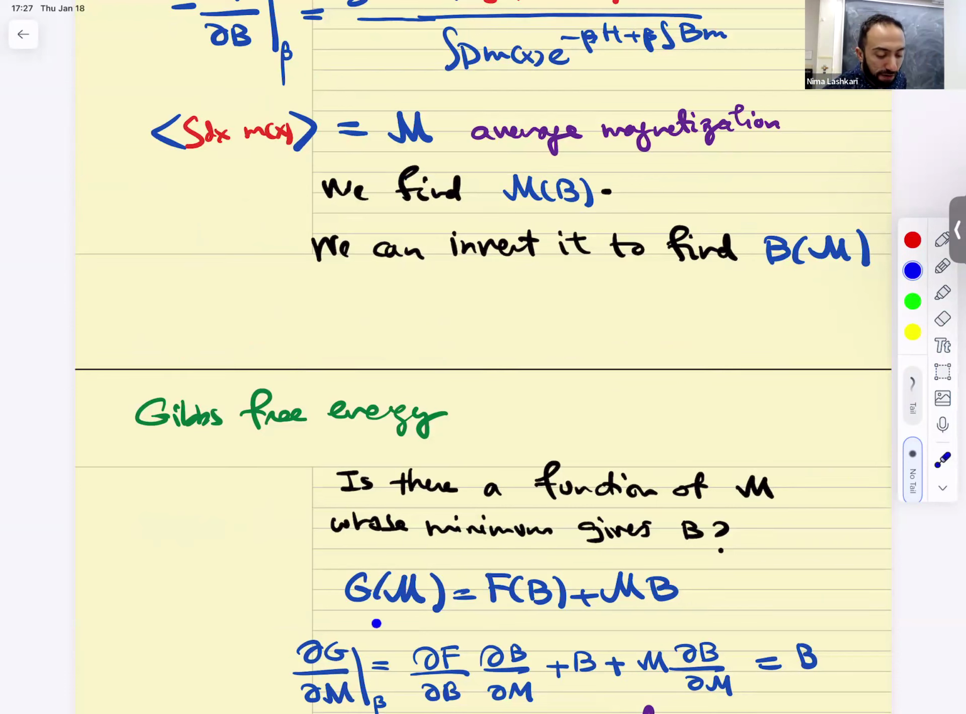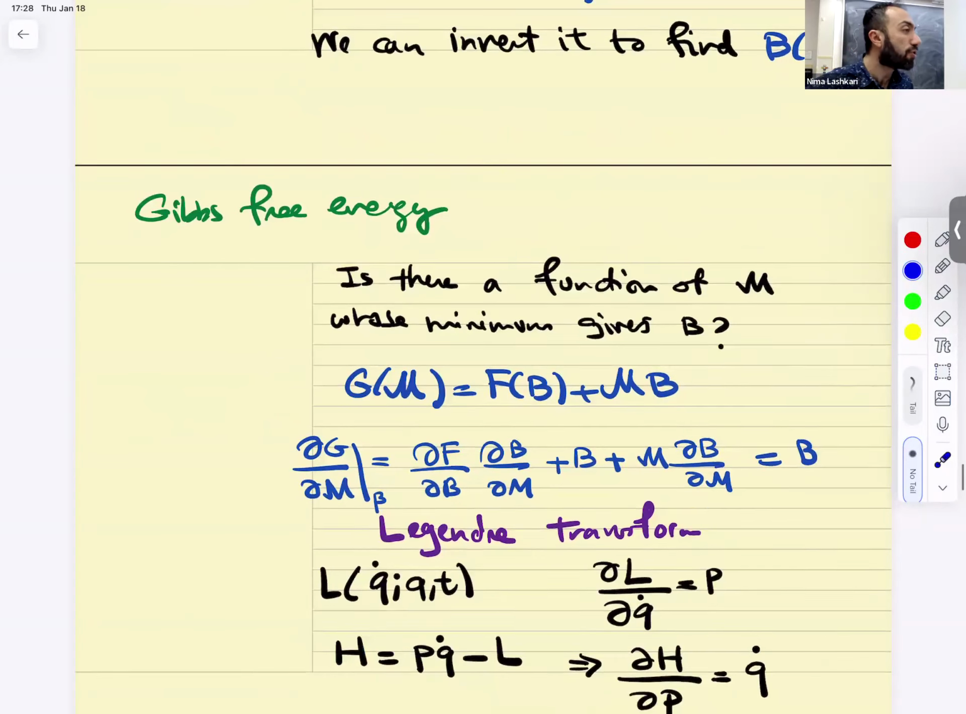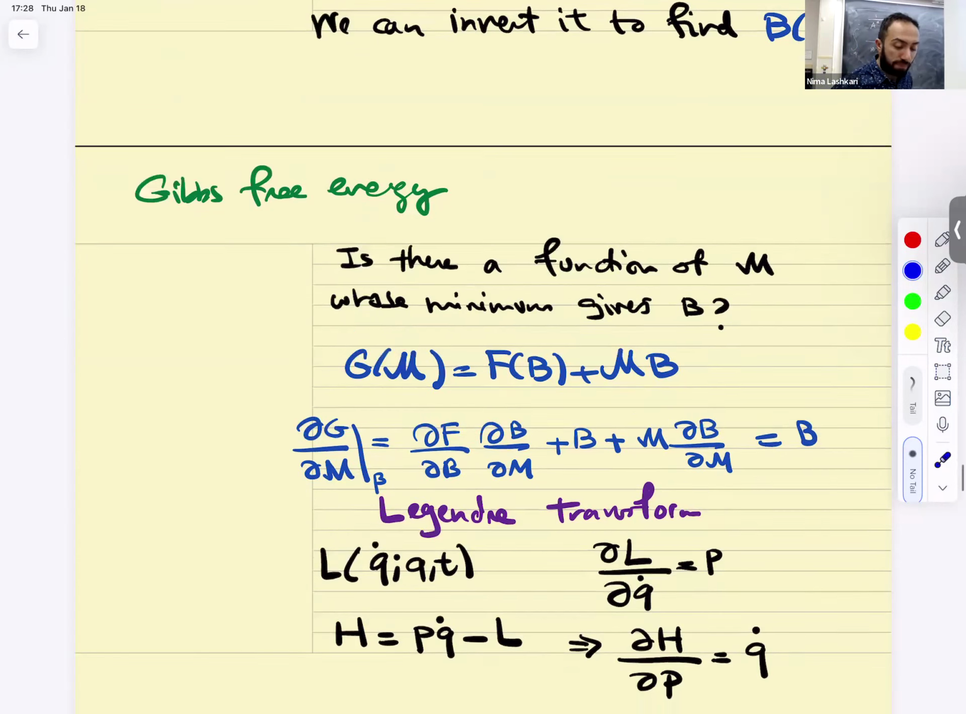That function is called the Gibbs free energy. This is the Legendre transform of the Helmholtz free energy. You just take your Helmholtz free energy plus magnetization times B. You take the derivative of this G with respect to M, and you find B. This is the Legendre transform.